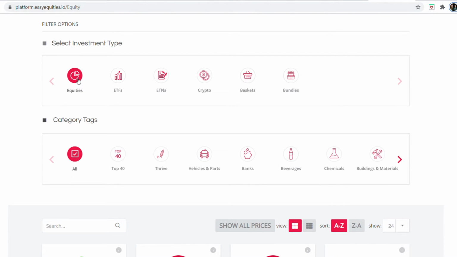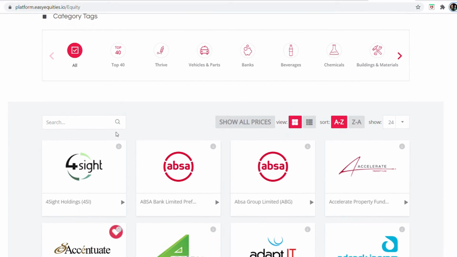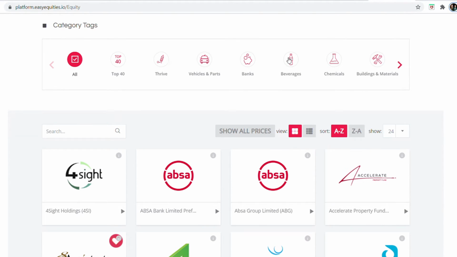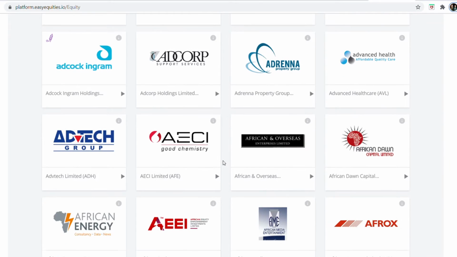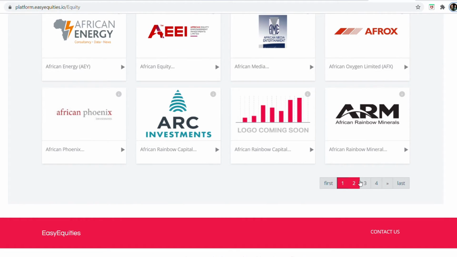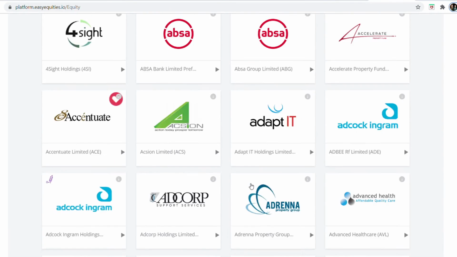So I'm going to choose equities. Now, category tags, you guys can go ahead and play along with these. It essentially splits the shares based on the different industries. And underneath this, we have our list of all the companies and shares which we can invest in. And obviously, you can go through the different pages.